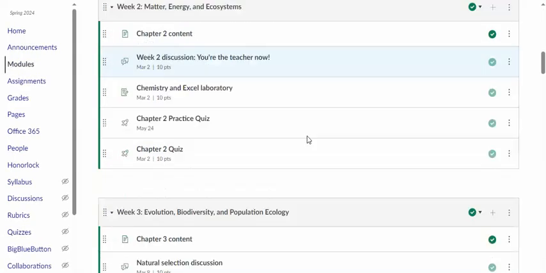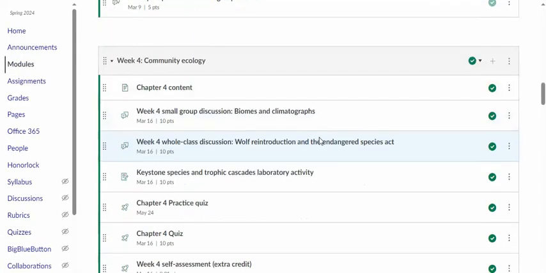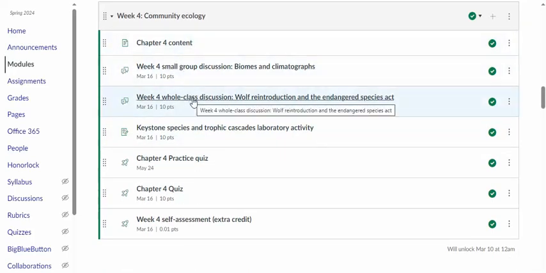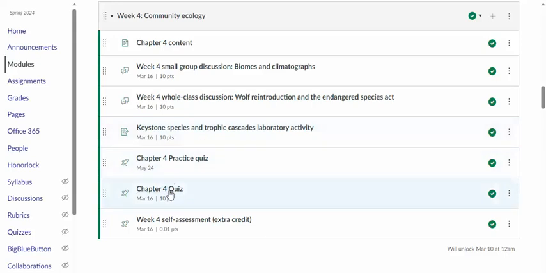So those are sort of the typical module components, the content page, a small group discussion, a whole class discussion, the lab, the quizzes. This week there's something extra. There's a self-assessment in here that's worth extra credit. And in this self-assessment, it's just a short quiz.